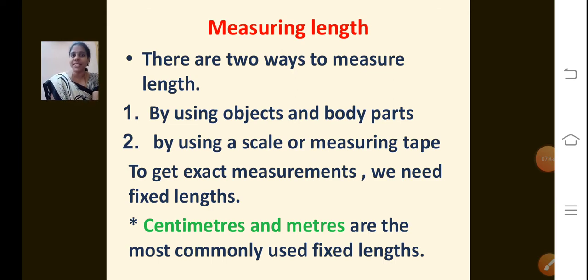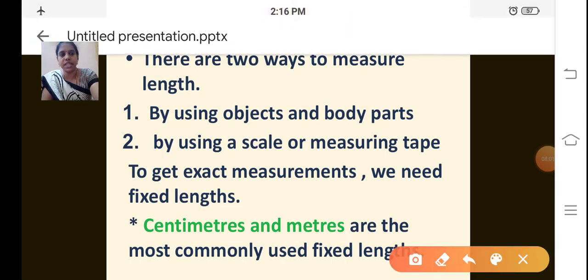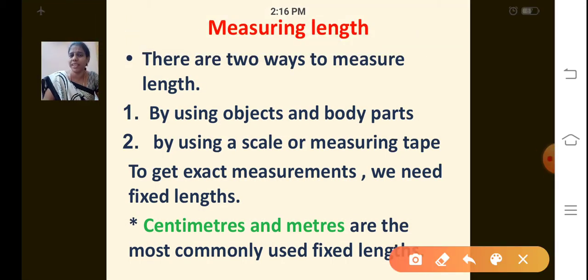So centimeters and meters are the most commonly used fixed lengths. So which one are we using for measuring the length? Centimeters and meters. How will you measure your height? Yes, centimeters. If it is small objects, small things, we can measure with centimeters, and if it is lengthy, we can use meters.